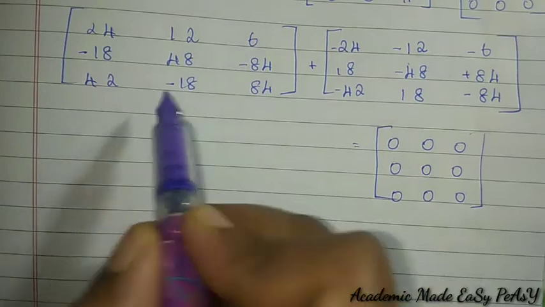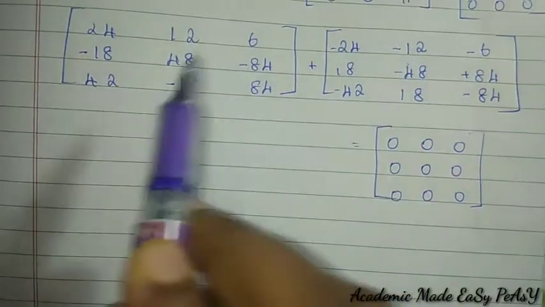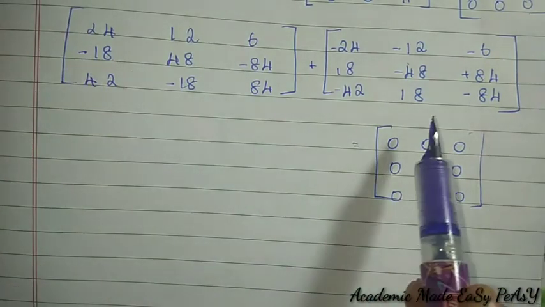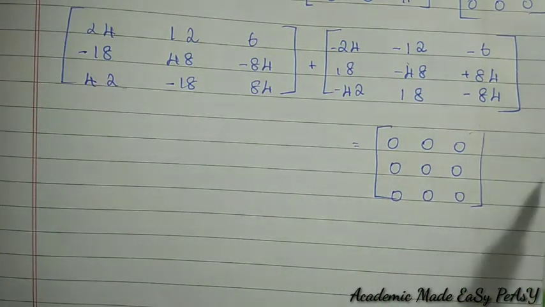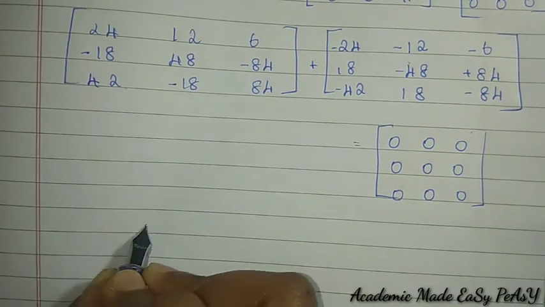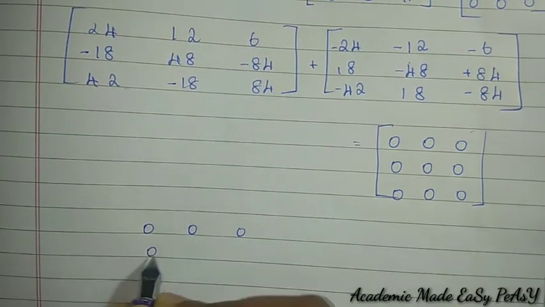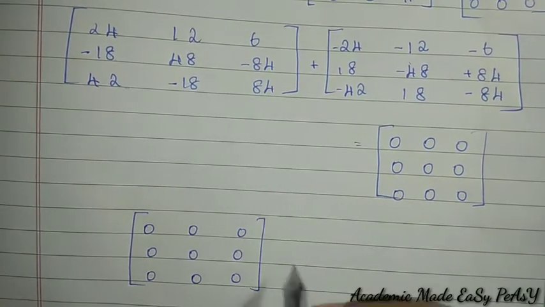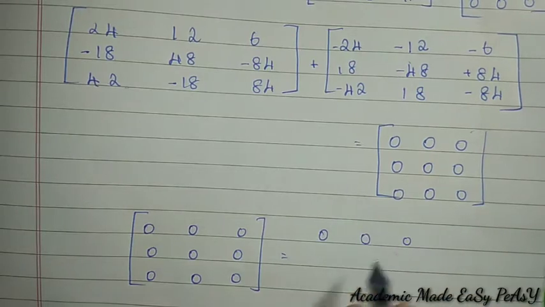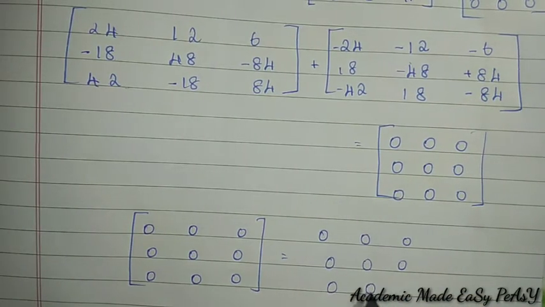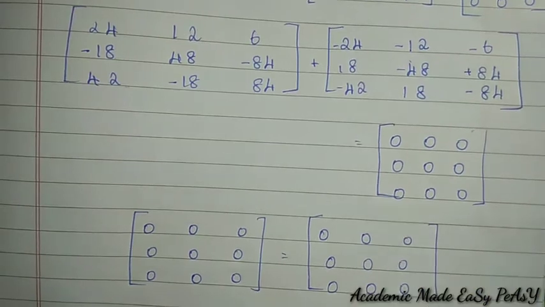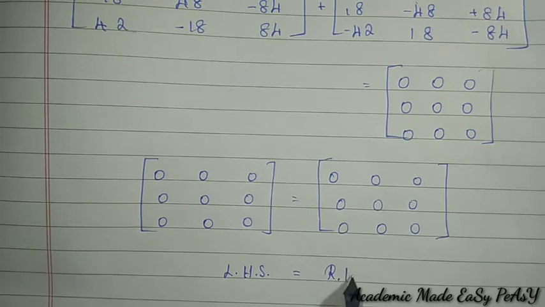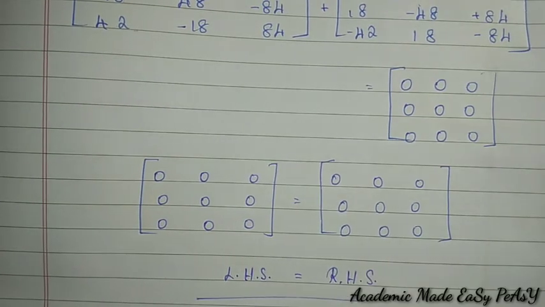Now if we look at these two matrices, they have the same elements, but whatever is positive here is negative here, and whatever is positive here is negative over here. Therefore I will write 0 0 0 0 0 0 0 0 0 is equal to 0 0 0 0 0 0. LHS is equal to RHS. So here the first part is proved.